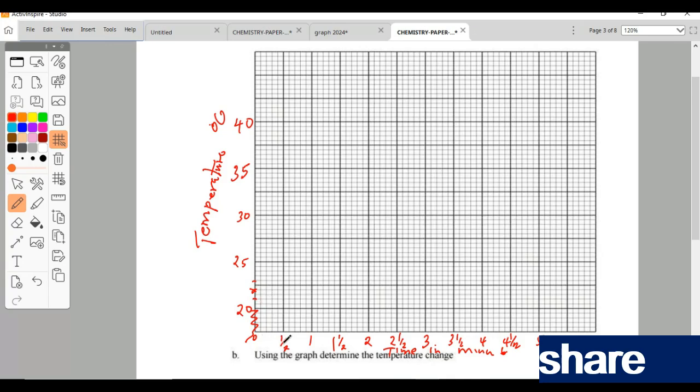At half a minute, the temperature is 26.5. So at half a minute, 26, this is 25. 26.5 is here. 26.5 there. Then next is 6.